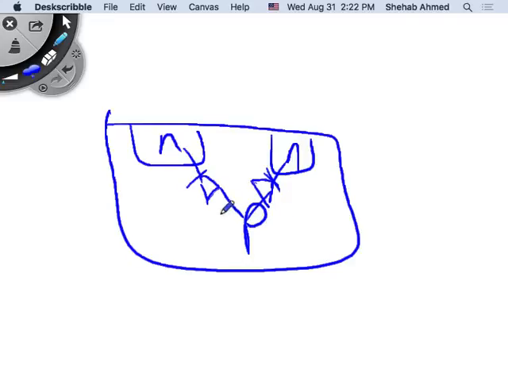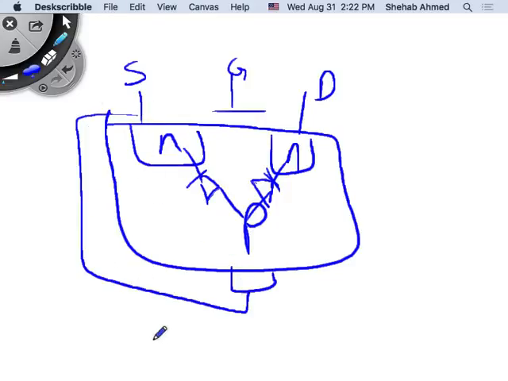Right? So these are diodes. And we typically connect, so this is what? Gate, and this is drain, and this is source, and this is called body. And remember, we were typically connecting the source to the body, right? And that's what we have.